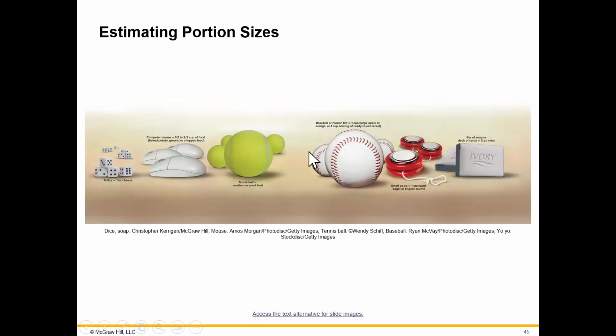When we look at portion sizes, that's very important when trying to calculate how much you're eating. So you see here the dice is about 1 ounce, half a cup is a mouse, 1 cup is about a tennis ball, or baseball usually. A yo-yo is about the standard muffin, and bar soap or a deck of cards is your 3 ounces of meat. So when you look at standard serving sizes for cheeses, starchy vegetables, fruits, vegetables, breads and grains, and meats.